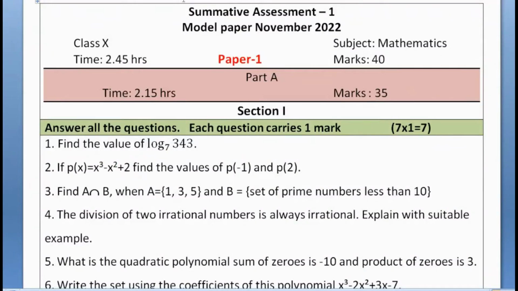Hello friends, we are going to discuss the summative assessment 1 maths model paper for paper 1. Before discussing the answer key, we will have a look into the question paper once.